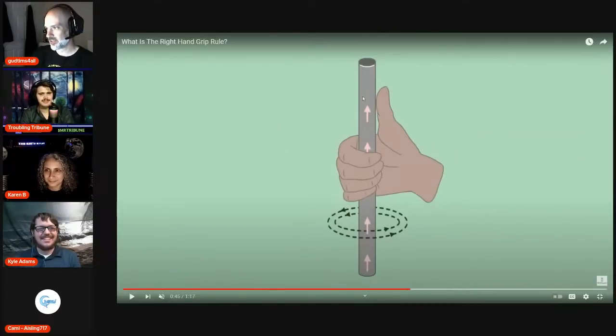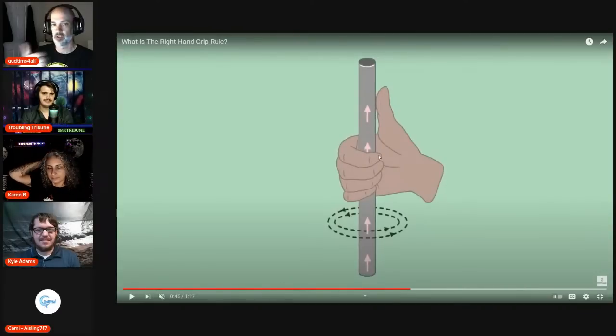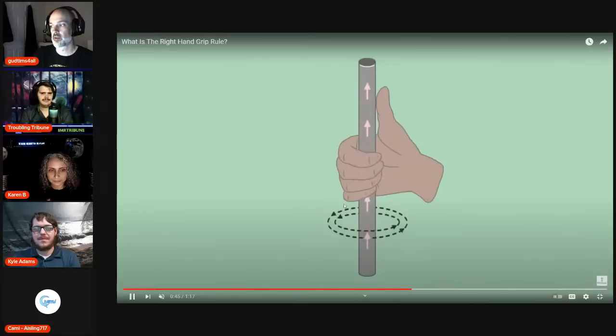So here you go, Kyle. You have the flow through the wires going that way, and his thumb is pointing that way. And then the magnetic field is oscillating in this direction, the same as the curl in your fingers. That's the right-hand rule. So it's not just the thumb pointing, it's also the curl of the fingers. Your fingertips will be pointing in the direction that the magnetic field is flowing.